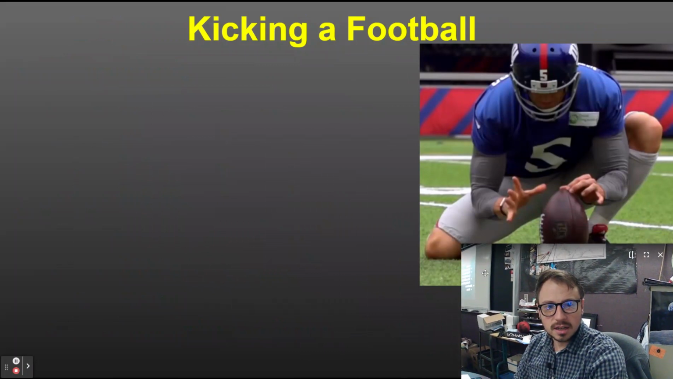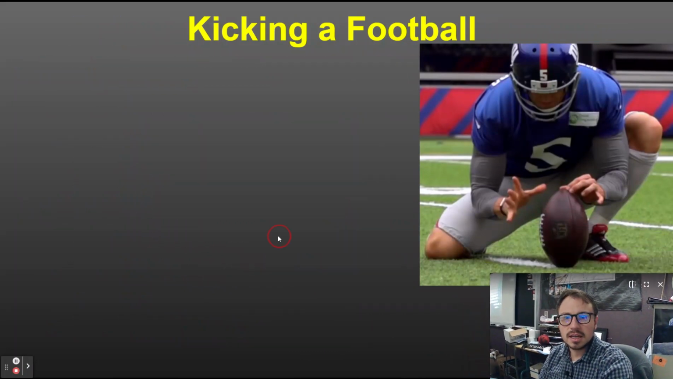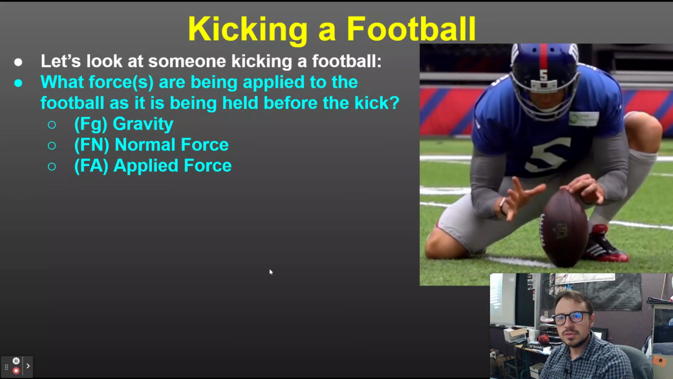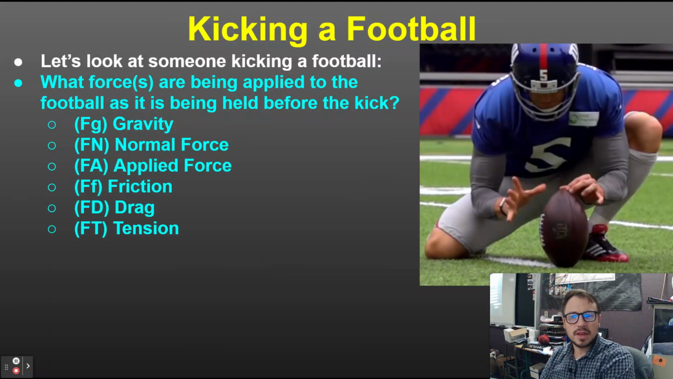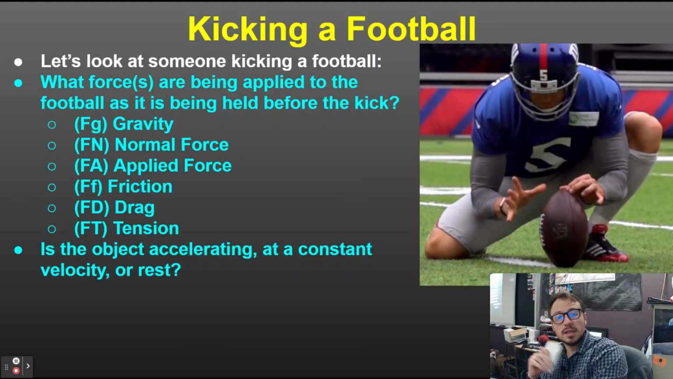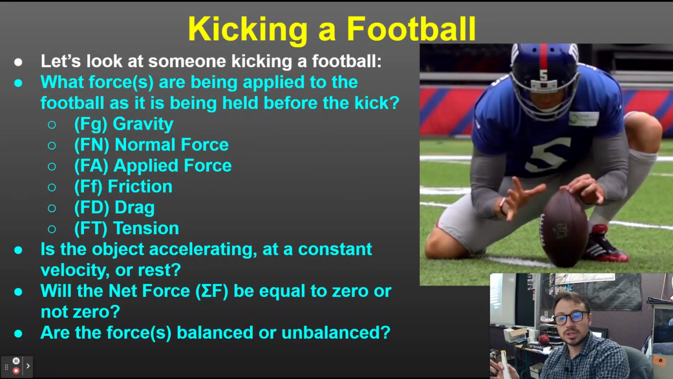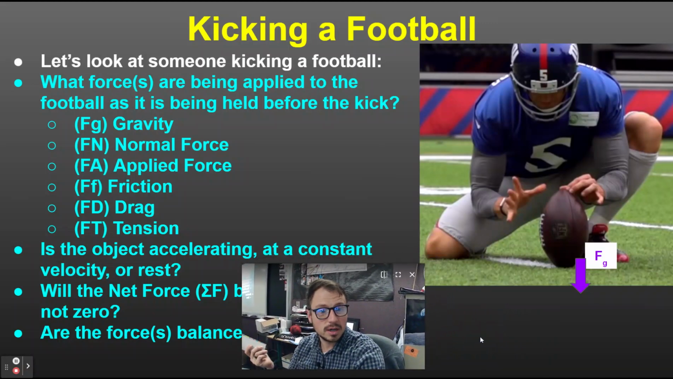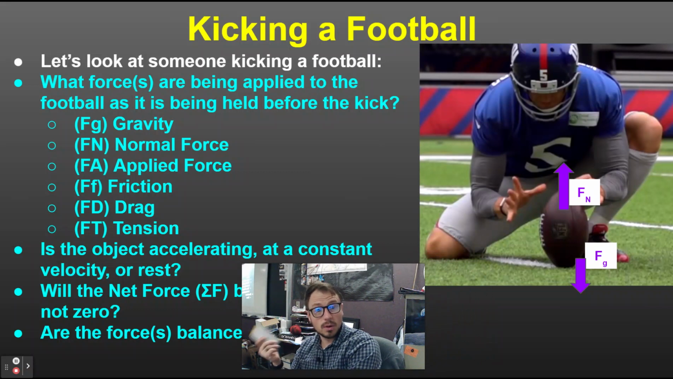So let's take a look at a couple of examples, right? Let's take a look at kicking a football. Which forces are being applied? Just think about that. If I'm looking at this football right now, I know it's at rest, which means the net force is 0 and the forces are going to be balanced. I'm going to have gravity being applied to it because we are here on planet Earth. I'm going to have the normal force because it's not falling down to the center of the earth. That ground is supporting it.